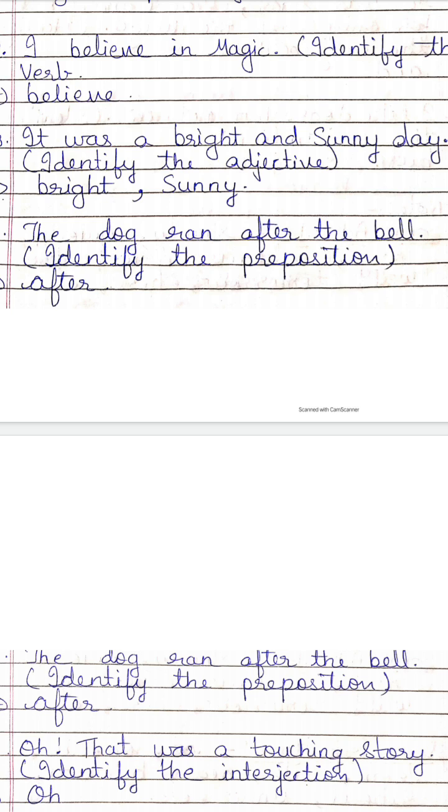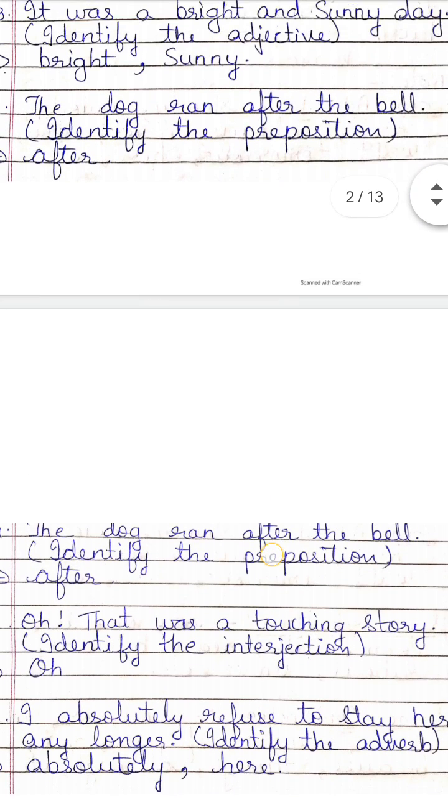The dog ran after the bell. Identify the preposition. Here you have to identify the preposition. So the preposition is after. It tells about the position of the noun. So after, the dog ran after the bell. It tells us where: after the bell. So it tells us the position of the noun.